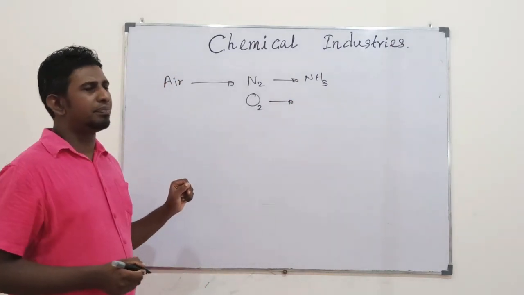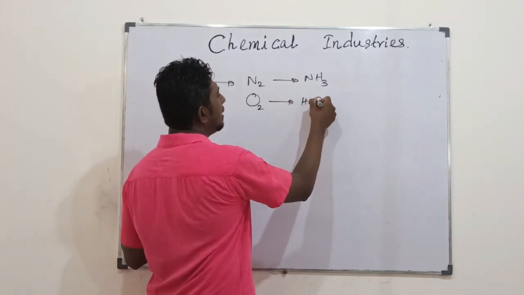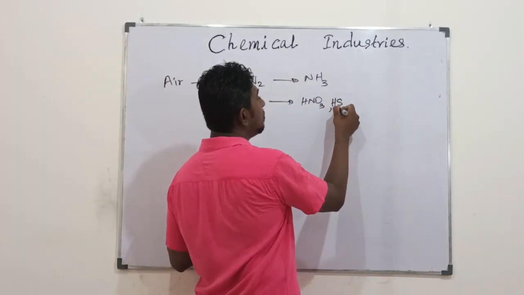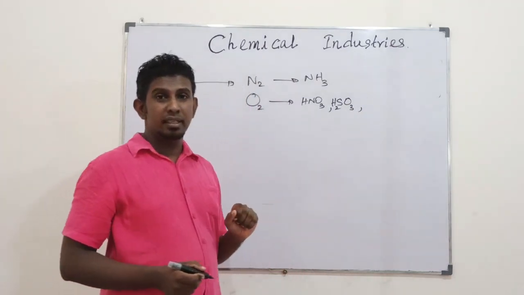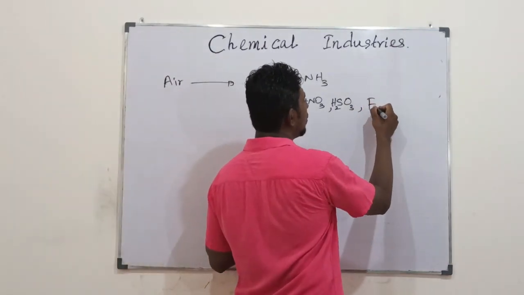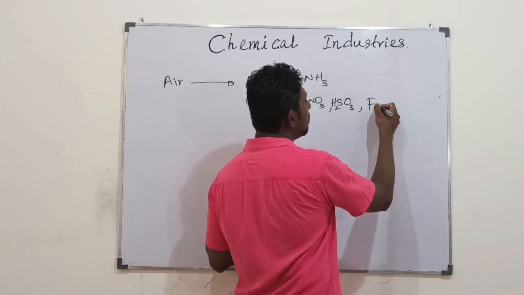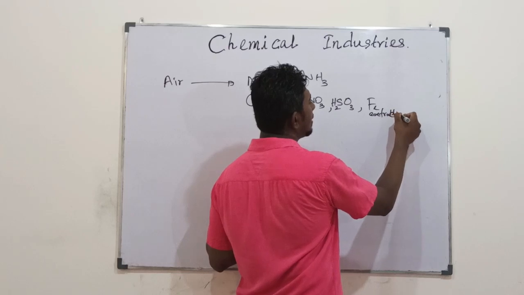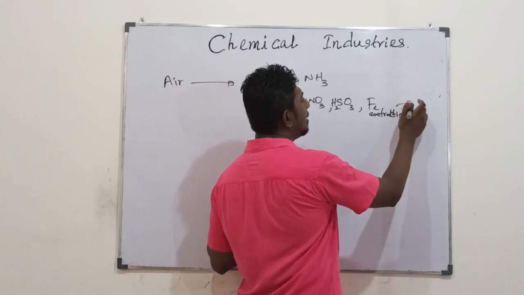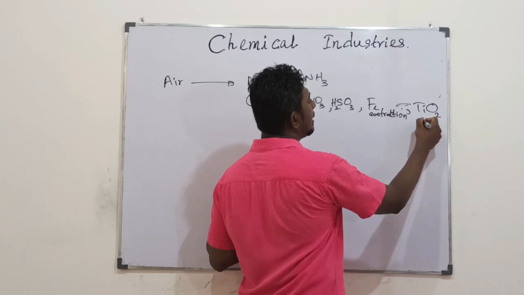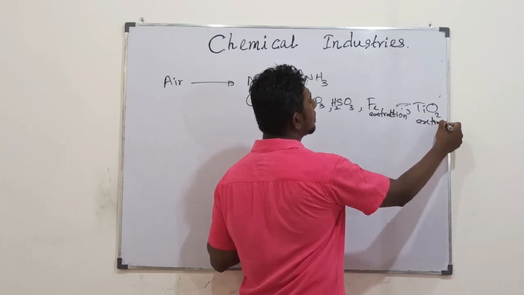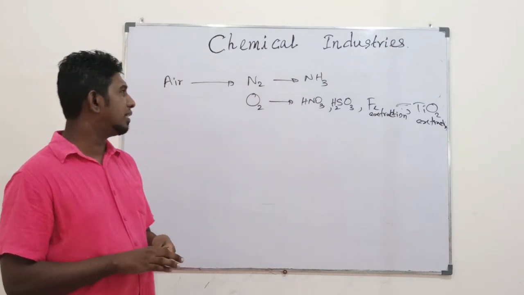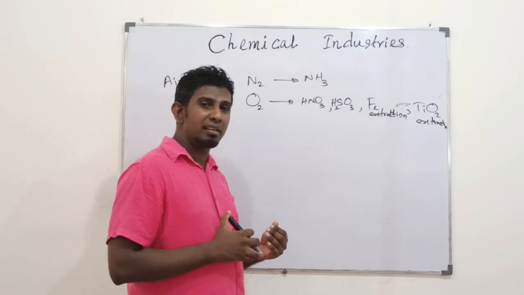Oxygen is also needed in nitric acid manufacturing by the Ostwald process, as well as the contact process to manufacture sulfuric acid. Then in iron extraction, this oxygen in air would be important. Iron extraction. Then titanium dioxide extraction. There would be such applications where you would find that oxygen in air is involved.